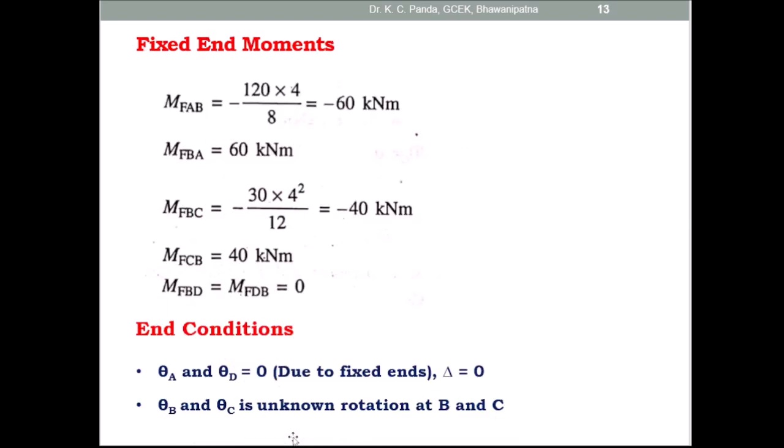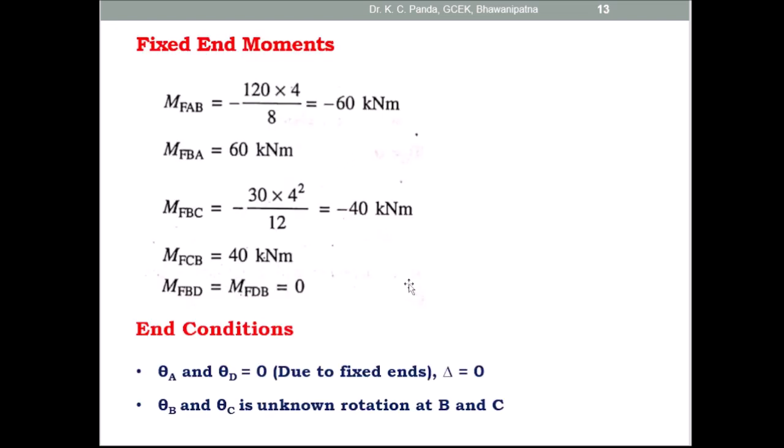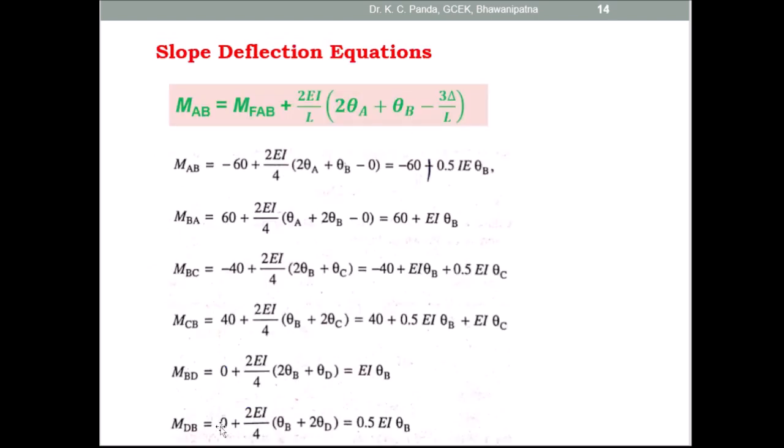Then find MDB. MDB is equal to MFDB plus 2 EI by L into 2 theta D plus theta B minus 3 delta by L. Delta is equal to 0 and theta D is equal to 0, so only the theta B value is taken here, and MFDB is also equal to 0. So MDB is equal to 0 plus 2 EI by 4 into theta B plus 2 theta D, which is equal to 0.5 EI theta B.